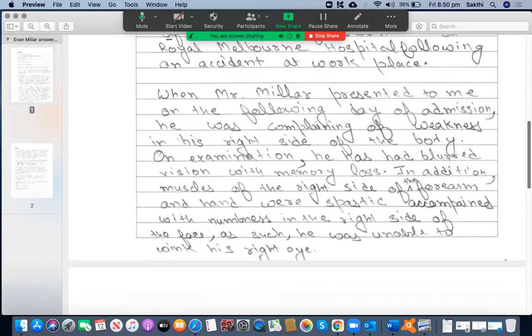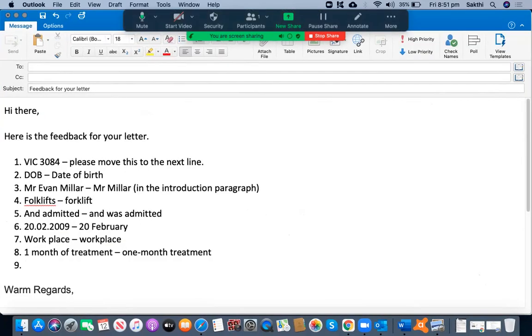On examination, he has had blurred vision with the memory loss. Okay, that's fine. In addition, muscles of the right side of the forearm and hand were spastic accompanied. Okay, this is a spelling mistake. Look at this, it's spelled A-C-C-O-M-P-A-I-N-D. That's wrong. It's actually accompanied. That's what he has written down, but it is accompanied.